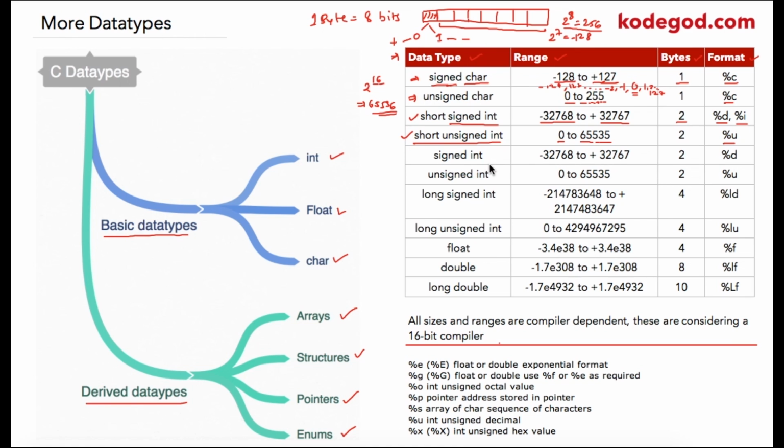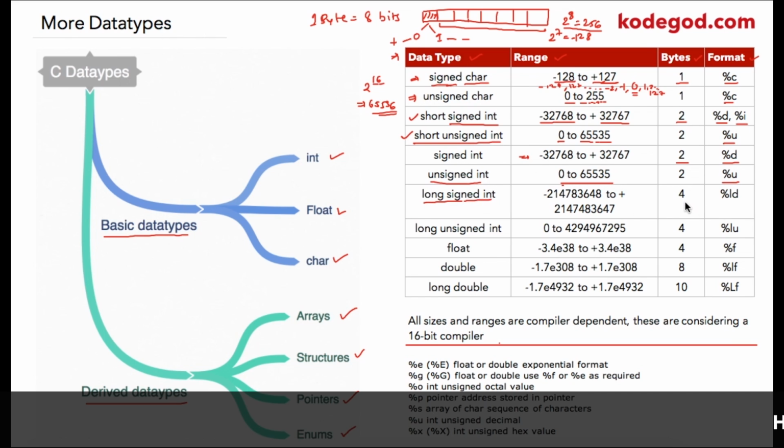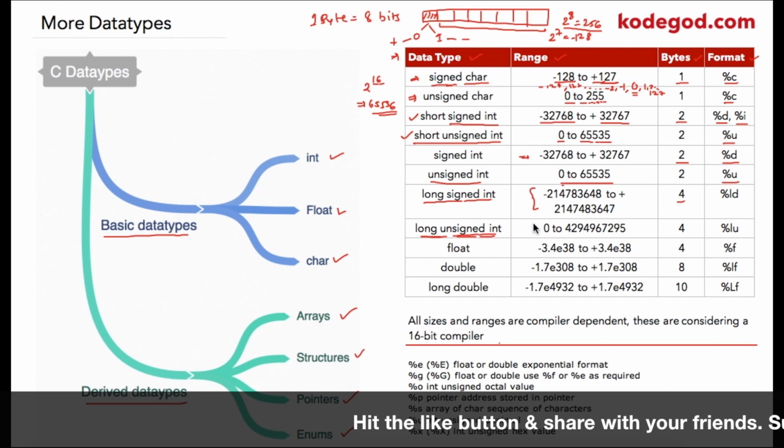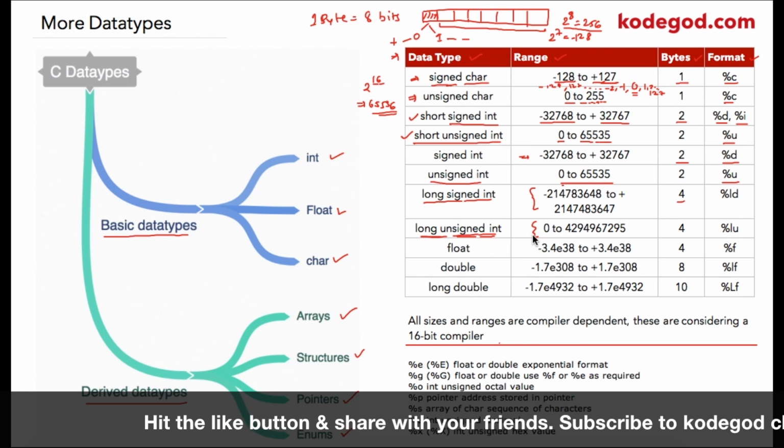Signed int is almost similar. Signed int also has 2 bytes of information. It has the same range as short signed int, and we use %d again to print signed integer. Unsigned is again the same range, and %u to print unsigned int. Because the highest number that we can store is 65,000. So what if we need higher ranges? In that case, we can use long signed int, which uses 4 bytes and has higher range. Similarly, we have long unsigned int, which has double the range, but it will show only positive numbers.